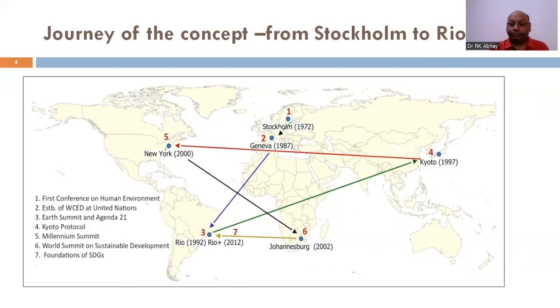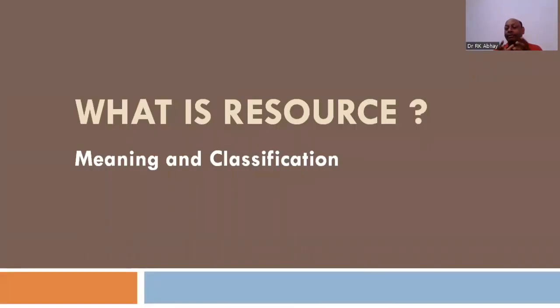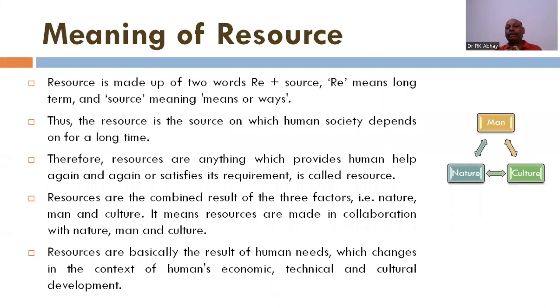Now, having understood the brief background to sustainable development, we will also try to understand resource. Resource is made up of two words, re plus source. Re means long term and source means means or ways. Therefore, a resource is the source on which human society depends for a long period. So anything can be a resource which provides for human needs again and again and satisfies human requirements. Therefore, anything which satisfies human requirements is known as a resource.